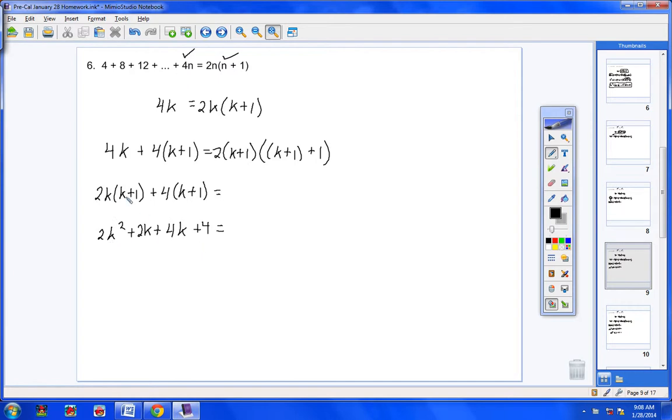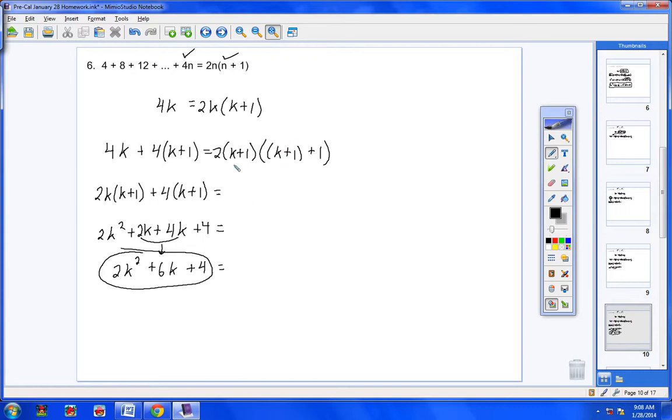Okay, 2k times k, 2k times 1, 4 times k, 4 times 1. Now, if we combine our like terms, you will come up with this right here. Notice we have two like terms here we can put together, 2k plus 4k, and that would give you 6k. These two terms together give you this. Now, we cannot simplify this anymore, so let's direct our attention to this side over here.